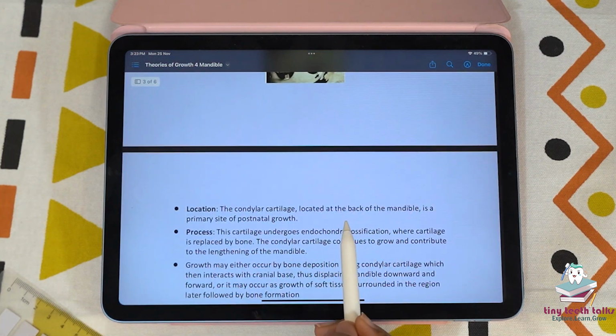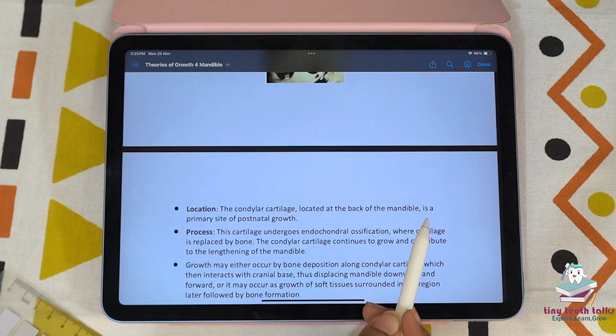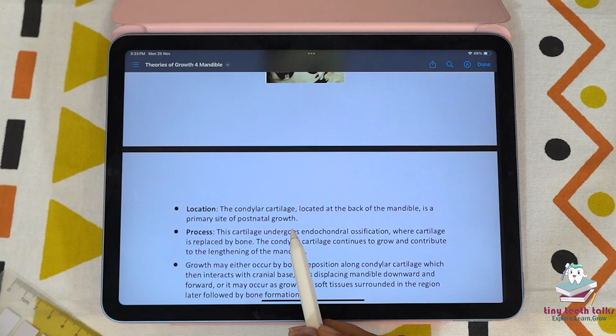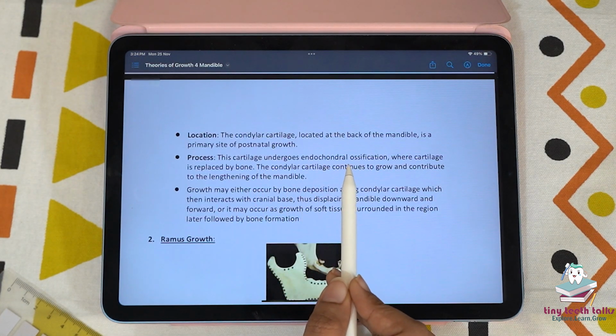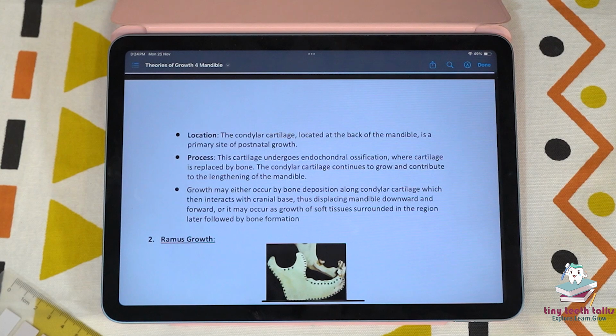So condylar cartilage located at the back of the mandible is a primary site for postnatal growth. This cartilage undergoes endochondral ossification. Endochondral ossification is a type of bone formation where bone develops by replacing hyaline cartilage. This process is responsible for the formation of long bones such as those in the arms and the legs, and many other bones in the body.